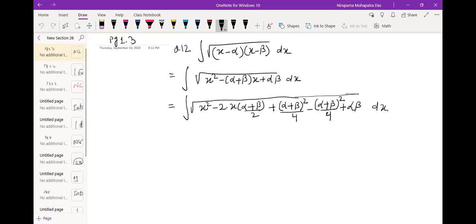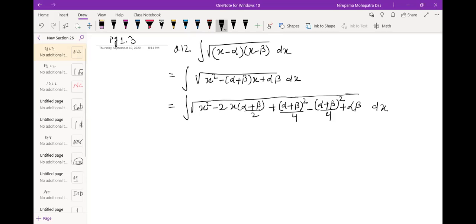Okay, so next question, it is also like the previous question. Under root x minus alpha into x minus beta, right? So alpha and beta are constants. By normal multiplication, x square minus alpha plus beta into x plus alpha into beta dx. So what we are doing: we have a quadratic form, right? So a square minus 2ab, you have to use the completing square method to get the format of x square plus or minus a square. Since it is minus here, you can get here x minus a whole square, something like this.